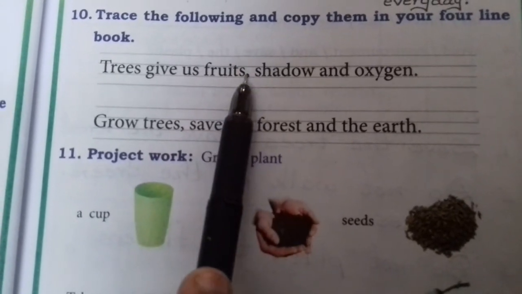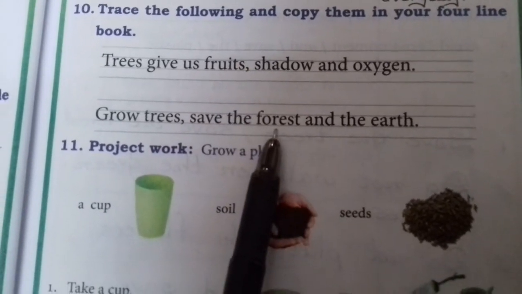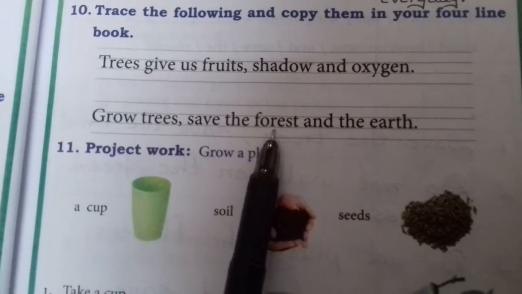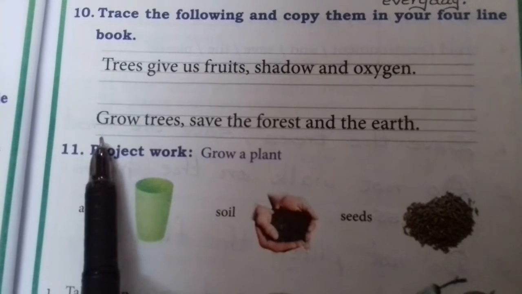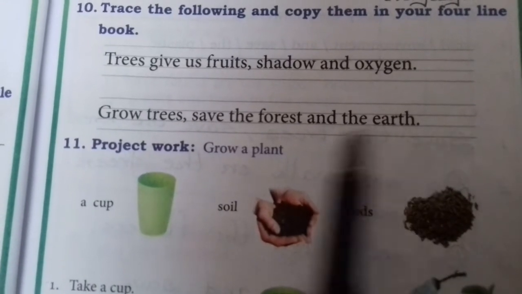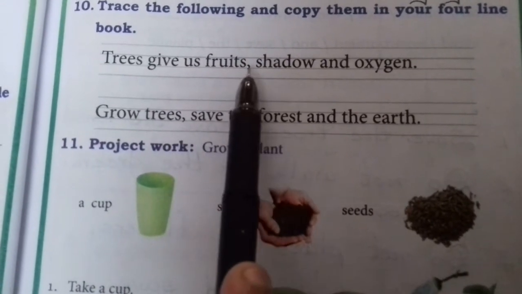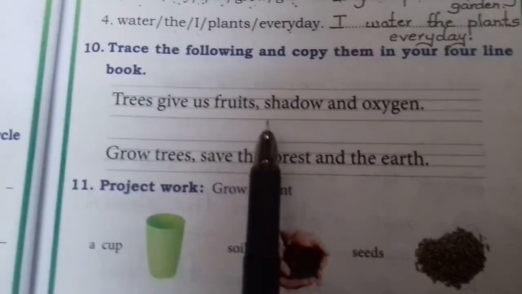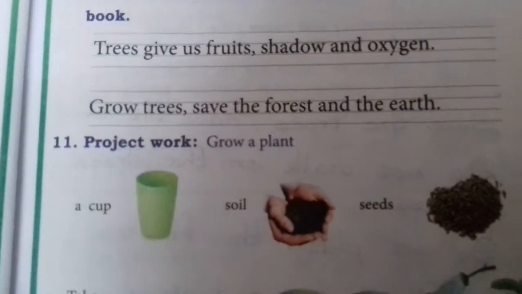So this should be in one page and the next one should be in one page. Write it down very clearly with finger spacing. Begin with a capital letter, end with a full stop. Wherever there's a comma, please put a comma and write it clearly and send it on the assignment group.